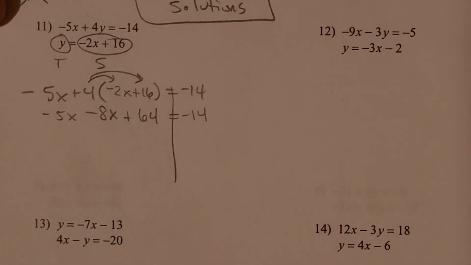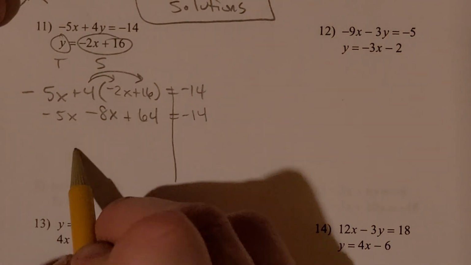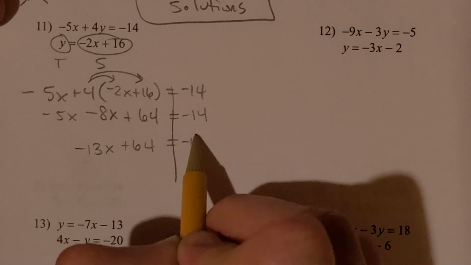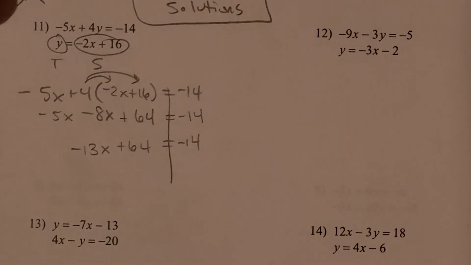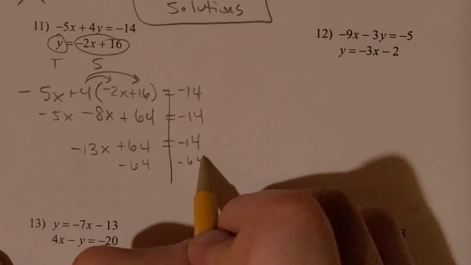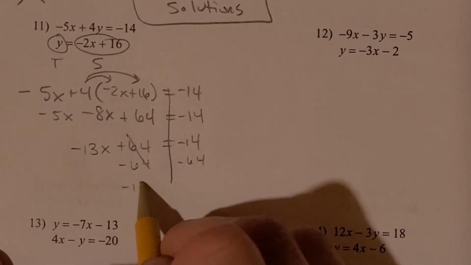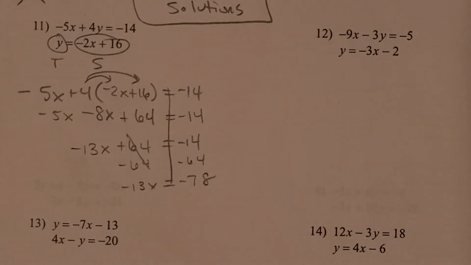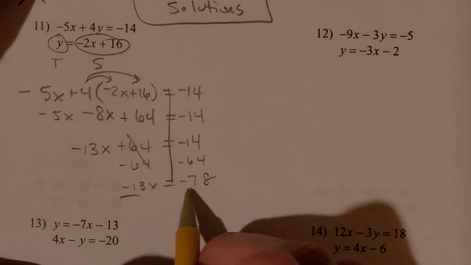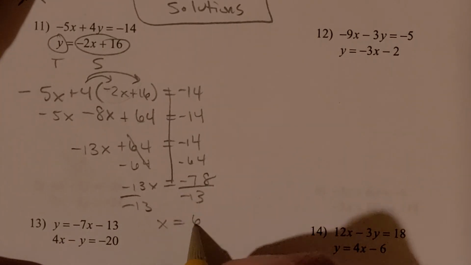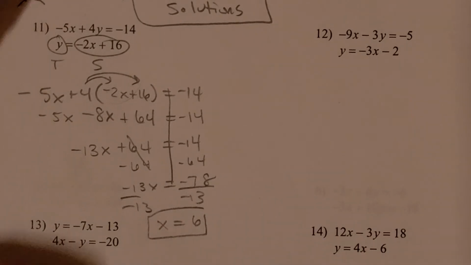Then I combine like terms. Negative 5x, negative 8x makes negative 13x. We keep going. When I subtract 64 from both sides, I get negative 13x equals negative 78. Slightly large numbers, but I'm sure you have a calculator. Divide by negative 13, and I get that x equals 6.